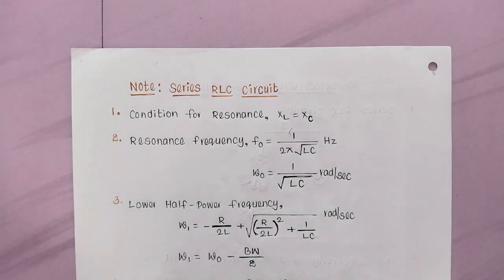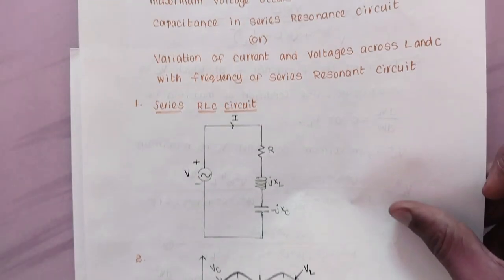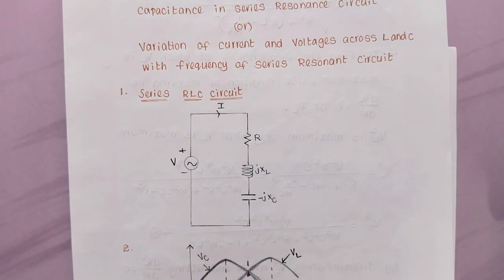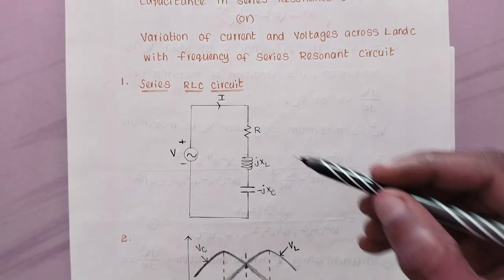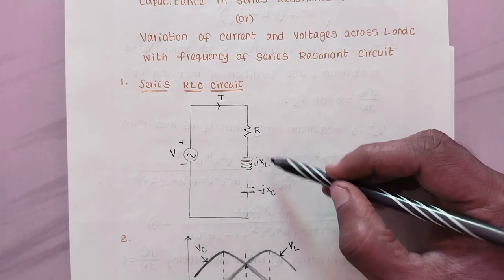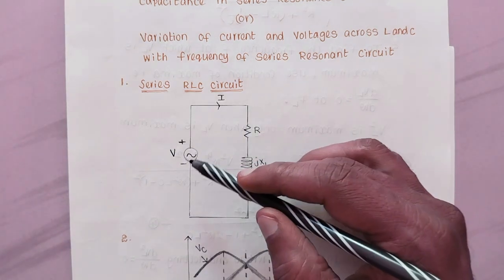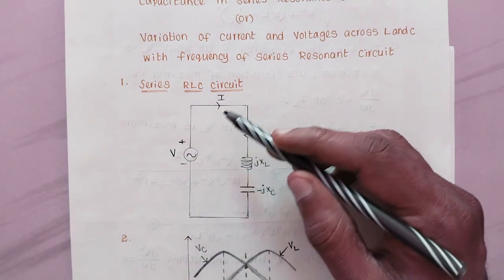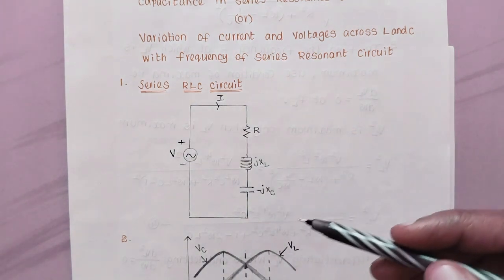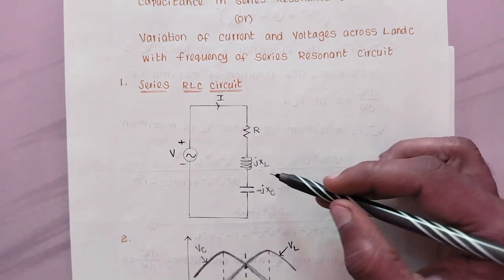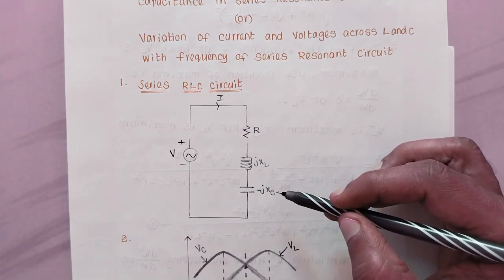So in this video, I'm going to discuss mathematical expressions, important mathematical expressions in series RLC resonant circuit. So here, circuit resistance, inductance, and capacitance are connected in series, and that combination is connected to a voltage source. There is a current in the circuit, and the circuit is said to be in resonance when XL equal to XC.